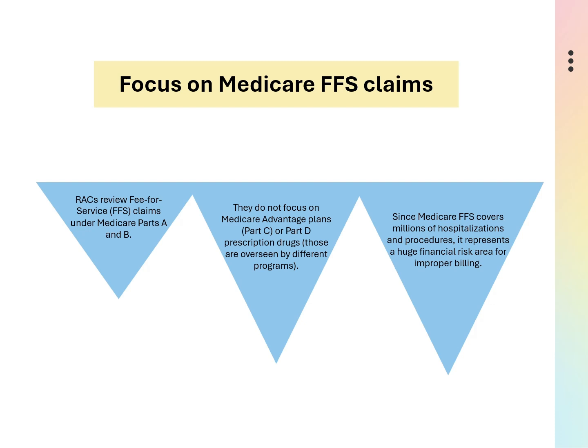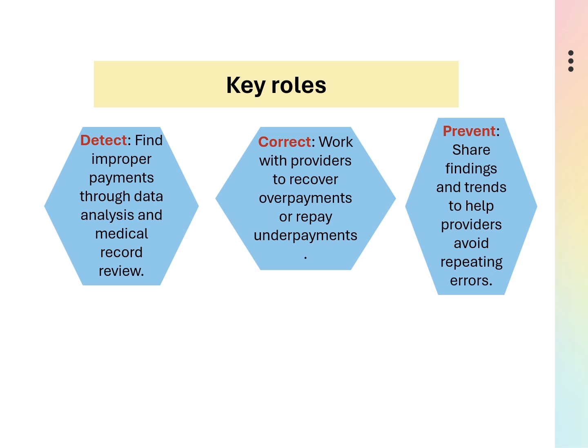Key roles: detect, correct, prevent. Detect: find improper payments through data analysis and medical record review. Correct: work with providers to recover overpayments or repay underpayments. Prevent: share findings and trends to help providers avoid repeating errors. Think of RAC not just as auditors but also as a feedback loop for CMS and hospitals.